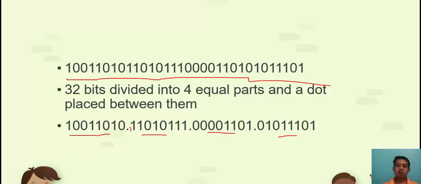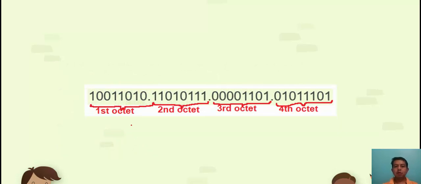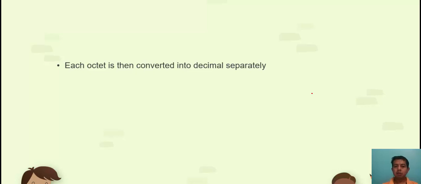All this part is popularly also known as an octet. Each of these parts, this 8 bits, this 8 bits, this 8 bits, is also known as an octet. So this is the first octet, this is the second octet, this is the third octet, and this is the fourth octet. The next step is each octet is then converted into its decimal representation separately.